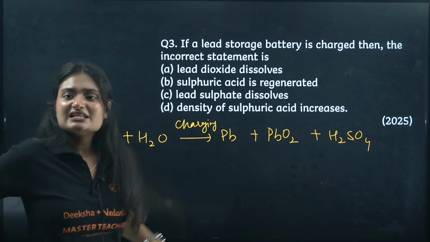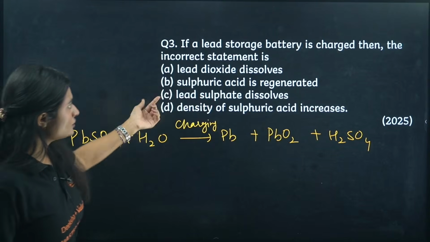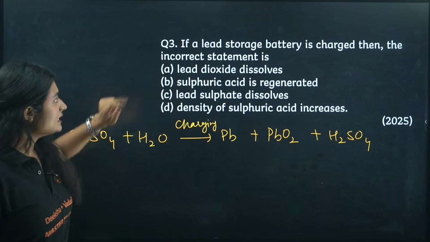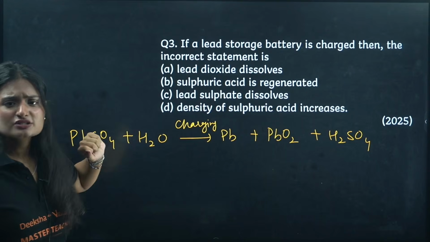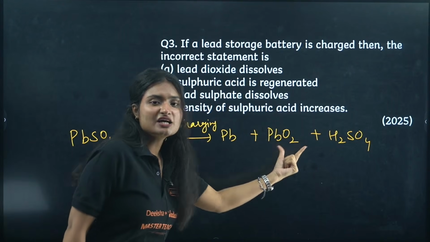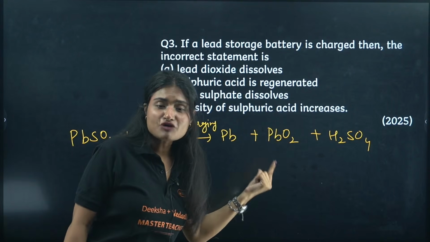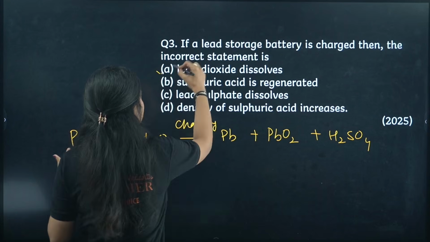Okay, so from this equation, what we can deduce, the incorrect statement we are looking for: lead oxide dissolves. Is lead oxide dissolving? No, lead oxide is not dissolving. Instead, lead oxide is getting formed in this equation. So, this is the incorrect statement.